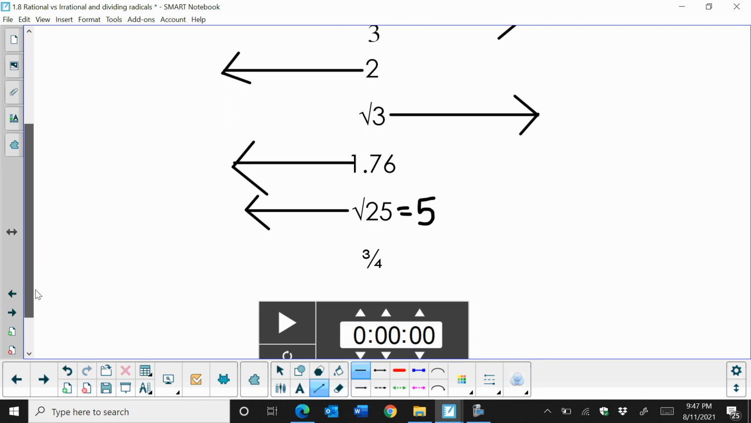The last one is 3/4. 3/4 can be written as a fraction, and it's also 0.75, which is a terminating decimal, so it is a rational number.